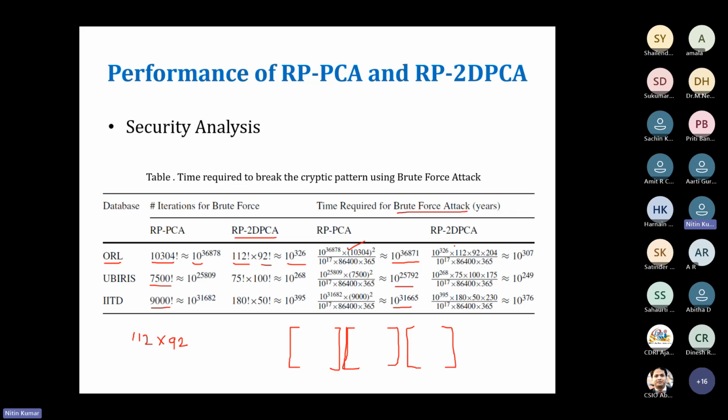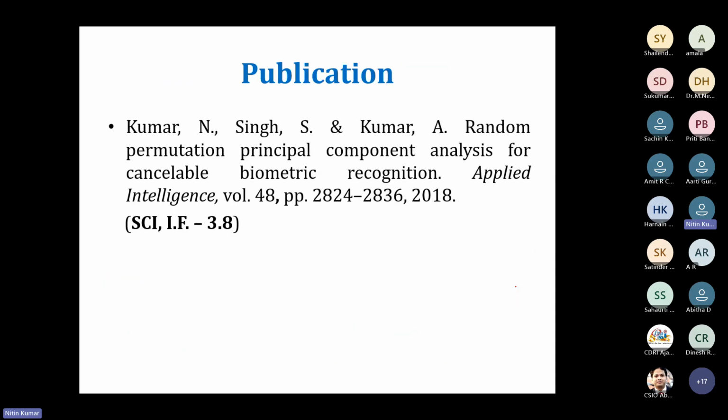If we analyze all this data, I am taking the fastest computer, multiplied by the number of seconds and 365 days in a year. How much time will it take to break that? How many years will it take? I have taken 10 to the power 17 here, the fastest supercomputer available today, whose speed is in petaflops. We have normal systems which are of the order of gigahertz, but if I take petaflops, you can see here that the number of years required to break this is still very large. So it is not easy to break using a brute force attack. This was one of the publications in Applied Intelligence. It was a little old, 2018, but still it has been used in many applications.